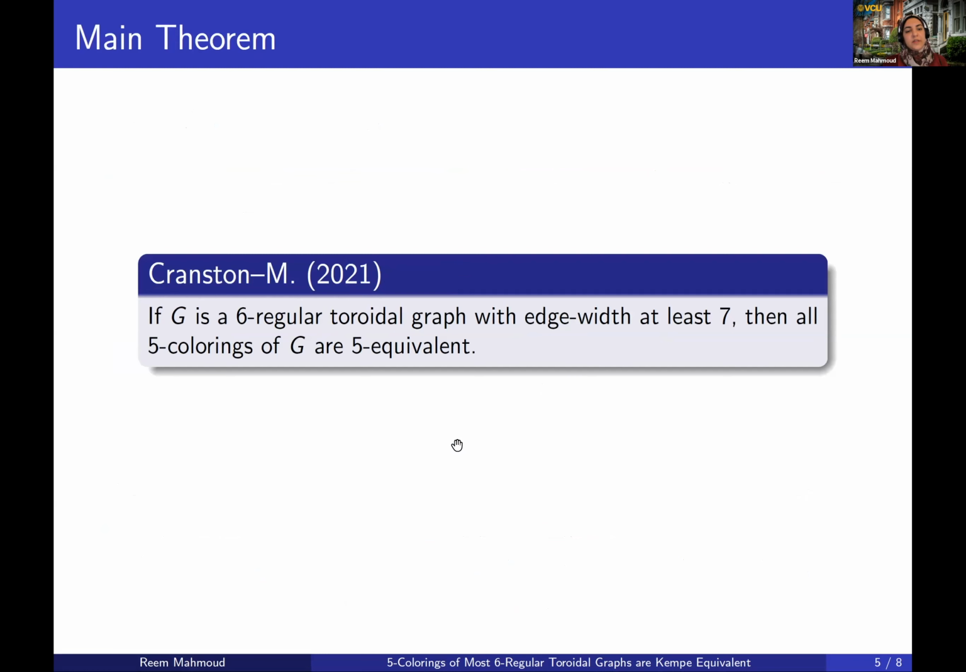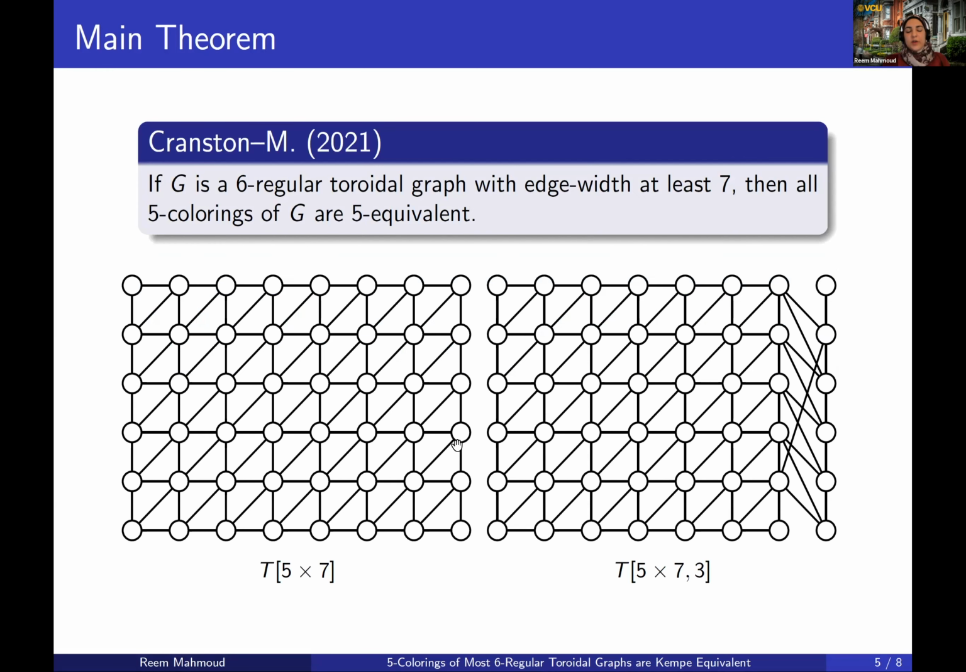So here is our main theorem, which says if G is a 6 regular toroidal graph with edge width at least 7, then all 5 colorings of G are Kempe equivalent. And in order to explain what we mean by edge width here, it's good to have a visual representation of the kind of graphs that we're dealing with. So 6 regular toroidal graphs in general fall into one of these 2 structures that you see.